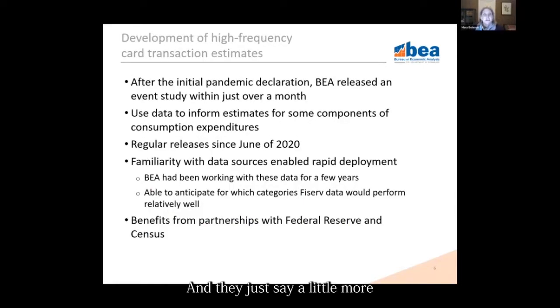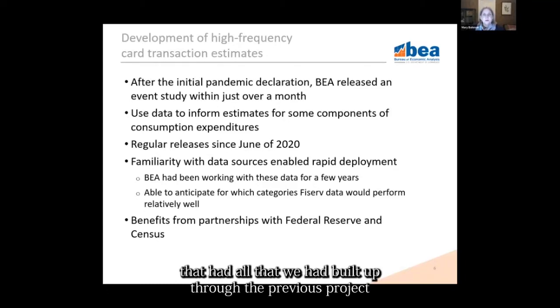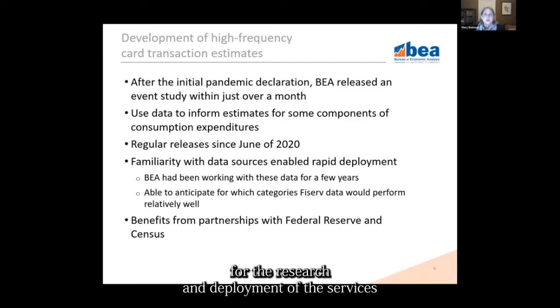Let me just say a little more about what we did to produce these estimates. And I think that a key is that we built on expertise that we had built up through the previous project and other data science work, as well as an IT infrastructure that we had started putting in place for the research and deployment of the services sector model and these other data science projects.